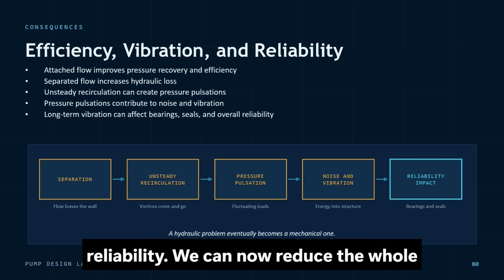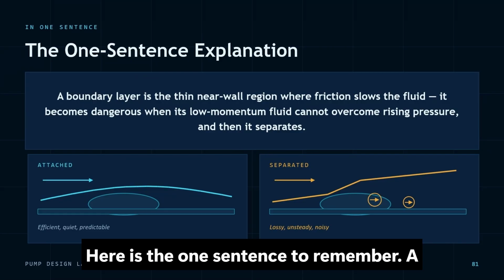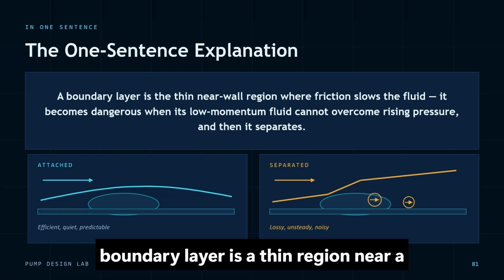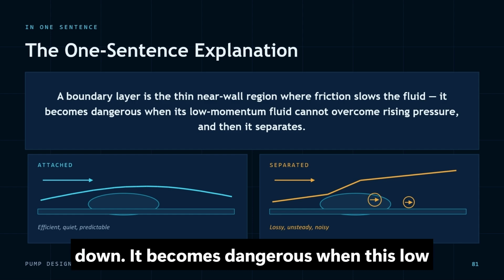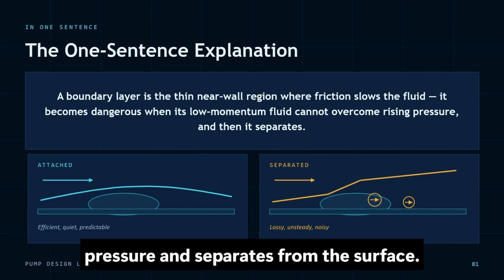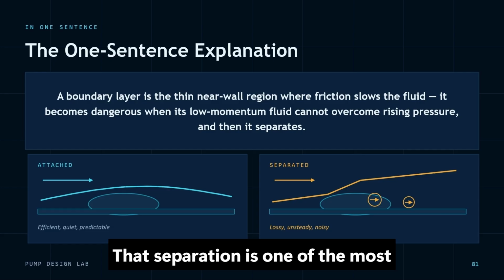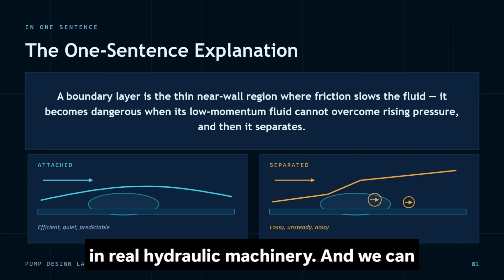We can now reduce the whole topic to one clear sentence. The one-sentence explanation. Here is the one sentence to remember. A boundary layer is a thin region near a solid wall where friction slows the fluid down. It becomes dangerous when this low-momentum fluid cannot overcome a rising pressure and separates from the surface. That separation is one of the most important causes of loss and instability in real hydraulic machinery.